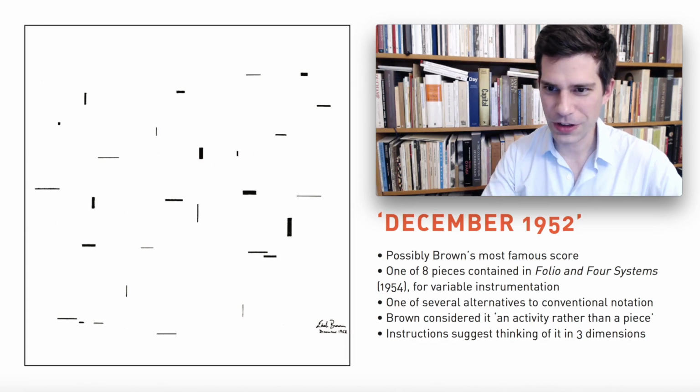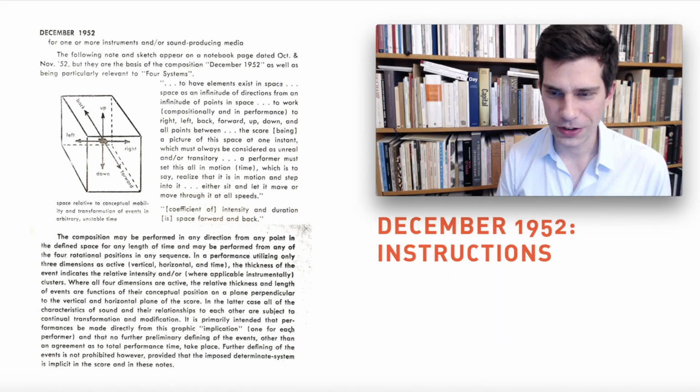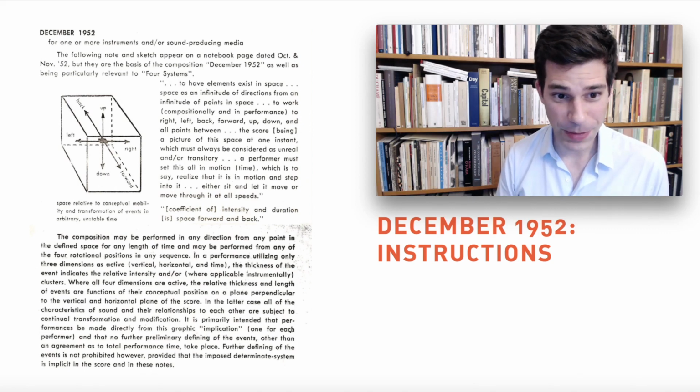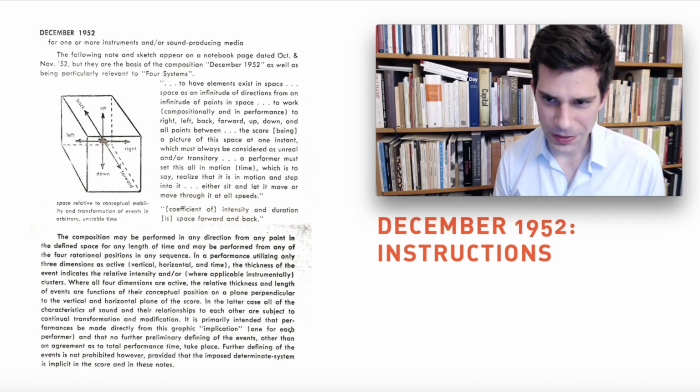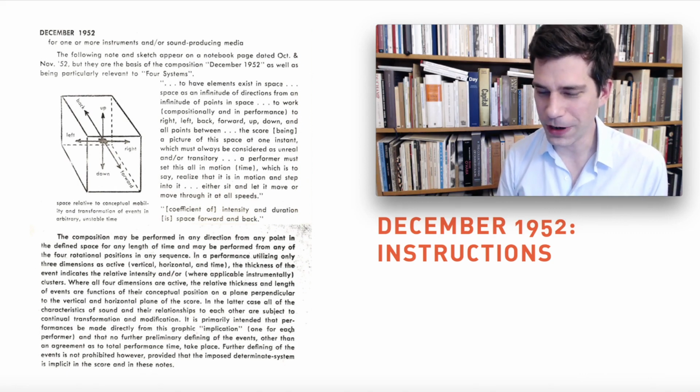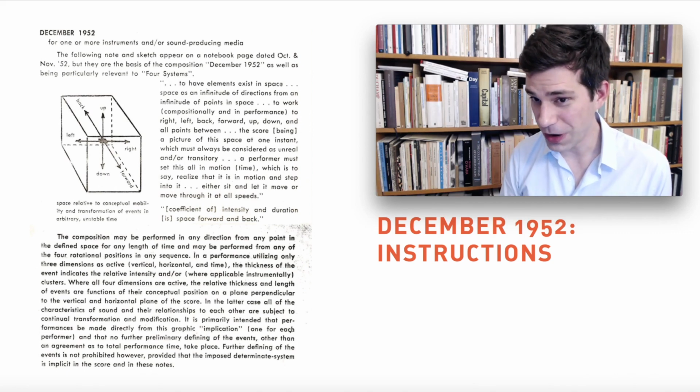Nevertheless, there's a set of instructions that shed some light on what's going on. So in his instructions, he has this drawing here at the left, which shows that the piece can be read along 3 different, I guess you could call them dimensions. So left to right, back to front, and from up to down. So that's one thing. And then the other thing is that it consists of horizontal and vertical lines of varying length and varying thickness, and the thickness of the lines corresponds to intensity, so how loud the sound is.